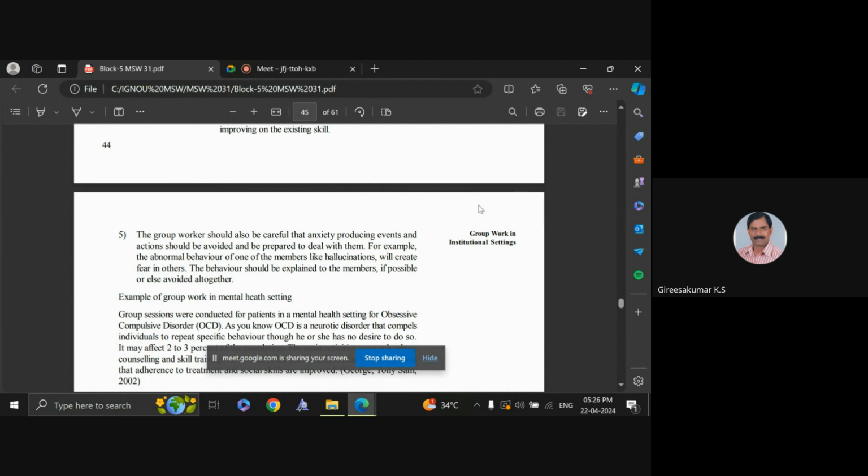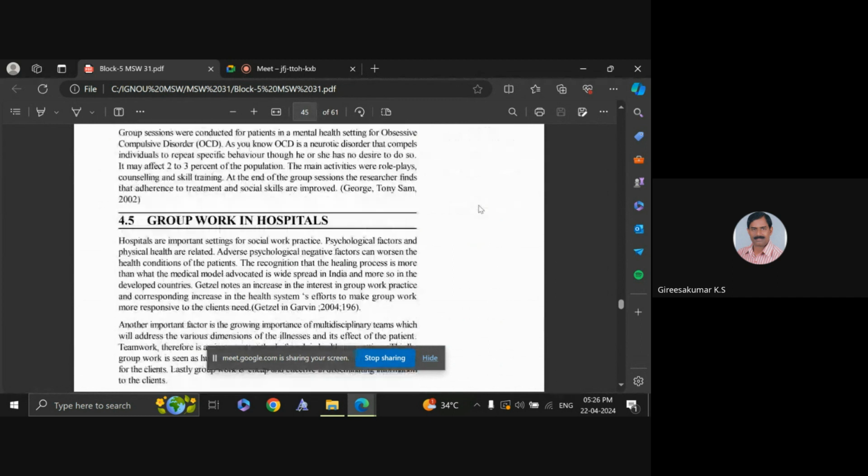Then there is the mental health setting: OCD, obsessive compulsive disorder. That means the person will be doing something, and it's a neurotic disorder. They will be repeating what they have been doing or have done.